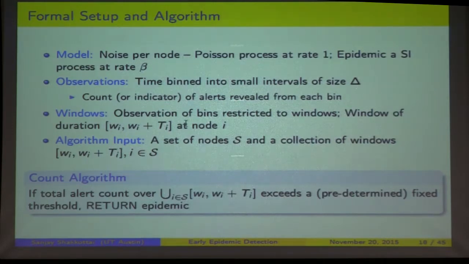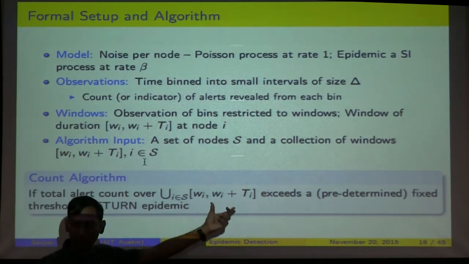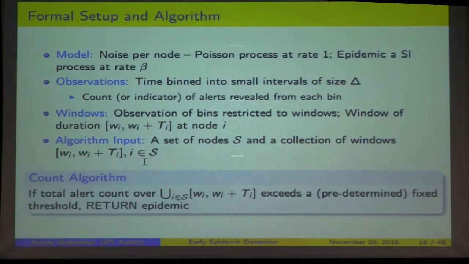The algorithm input would be a set of nodes S, exactly as what we saw, and a collection of windows. The algorithm we have been talking about is the count: simply, if the total count over the observed nodes and the observed windows exceeds some threshold, then return. An assumption is that script S is, in a sense, like the neighborhood.